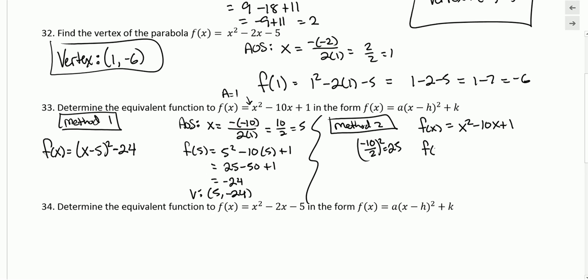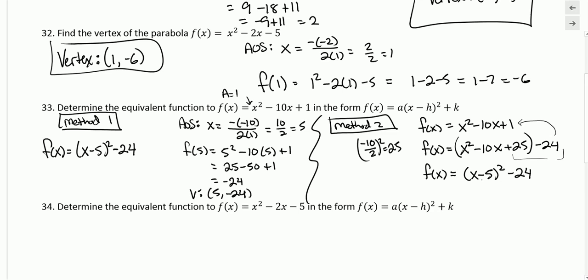So what I'm going to do is write x squared minus 10x plus 25 minus 24. 25 minus 24 is still the 1 that I have here, but by putting the 25 there, I can now factor the first part to a perfect square. And it factors to x minus 5 squared, and I have it in the form that I want, and that's what I had before.